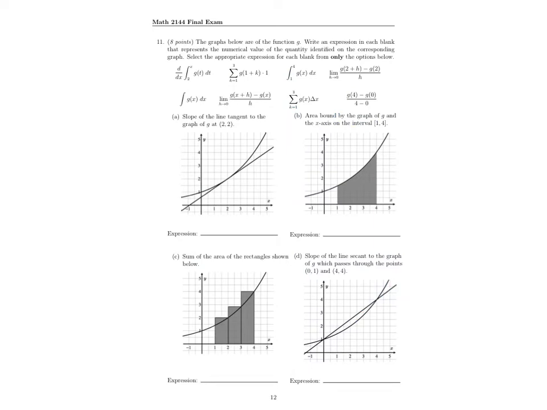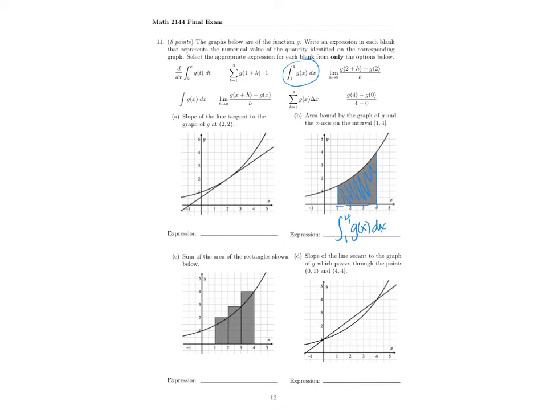On the next one, it says the graphs are the function g. Write an expression that represents the numerical value of the quantity identified on the corresponding graph. Select the appropriate expression only from the options below. So let's do this one first. This looks like the integral of g of x from 1 to 4. So that's this expression here, represents this area. So the integral from 1 to 4 of g of x dx.